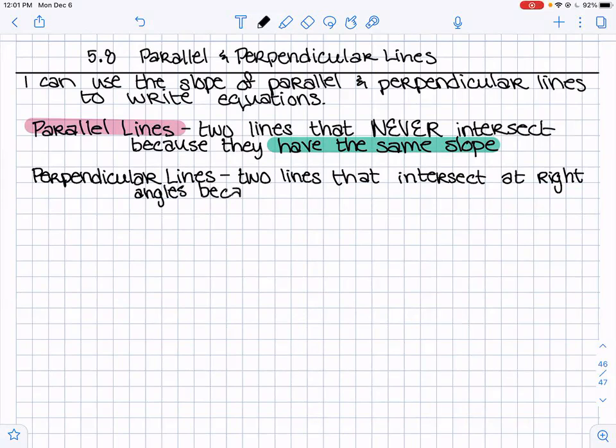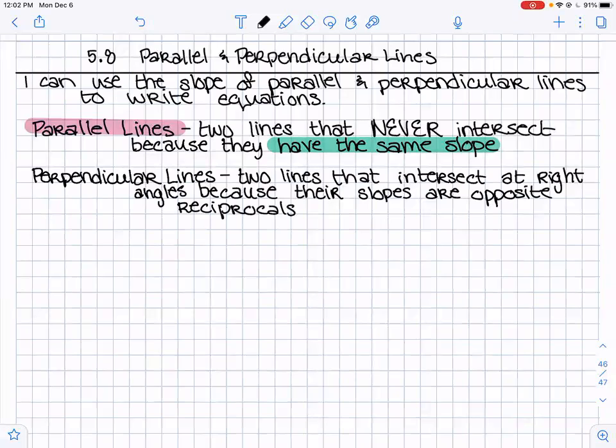Does anybody know why they intersect at 90 degrees? Opposite. Yes, okay, their slopes are opposite reciprocal. Good. Okay, so what does it mean if the slopes are opposite? What's like opposite numbers, guys? What's it mean if you have opposite numbers? Negative. One's negative, one's positive.